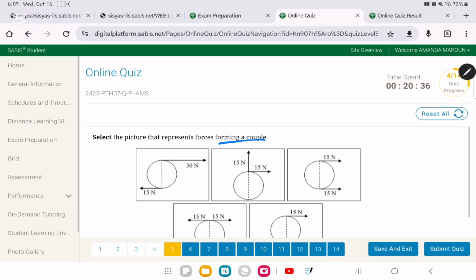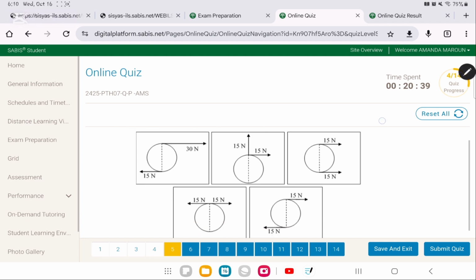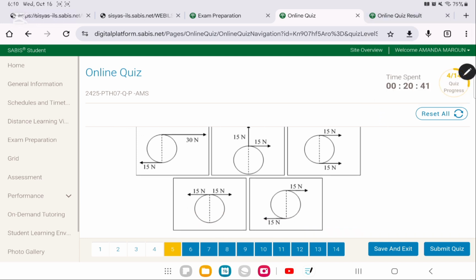So first thing we need to know, they have to have the same magnitude. Okay, they're equal in magnitude. Definitely this one is wrong because it doesn't have the same magnitude. Everything else is a possible answer so far because they have the same magnitude. Next thing, they should be opposite in direction. Definitely this one isn't opposite in direction, and definitely for sure this one isn't opposite in direction. So we're left with this and this, which are two possibilities.